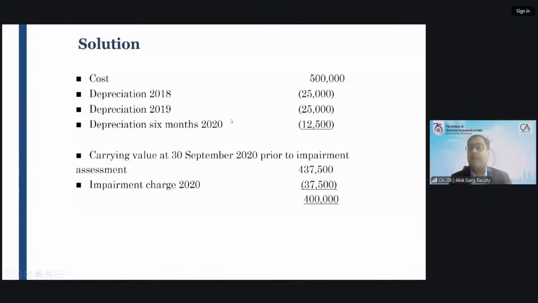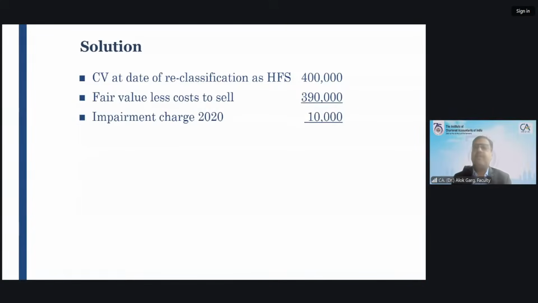What is going to be your value of the non-current asset held for sale? Lower. Which is lower, 4 lakh or 390? Of course, 390 is lower. So we are going to again record an impairment loss of 10,000 rupees. And what is the accounting entry? Accounting entry is non-current asset held for sale account debit 3,90,000. Impairment loss debit in P&L 10,000 rupees.